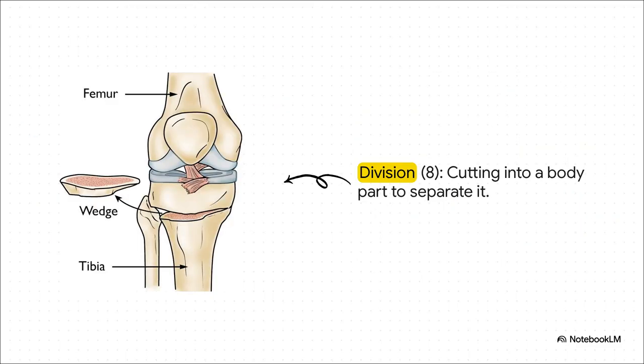Moving right along to Group 3, cutting or separation only. Here we have division, which is character 8. This is cutting into a body part without draining fluids in order to separate or transect the body part itself. An osteotomy is a perfect example here. The bone is being divided into two portions. A spinal cordotomy would be another one.